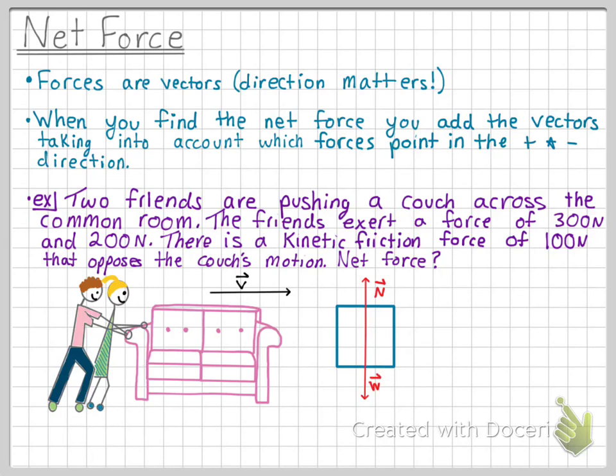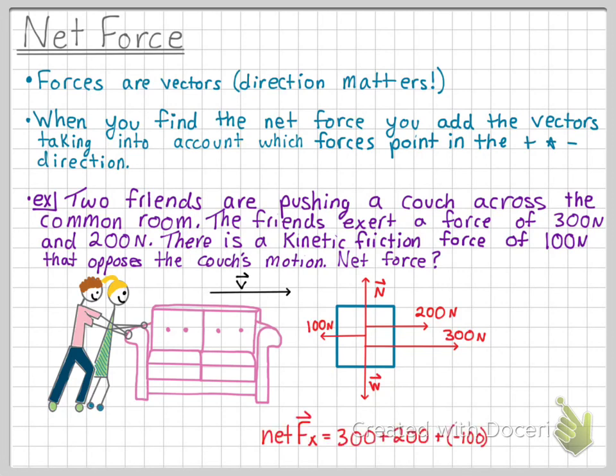And if we assume the couch is moving to the right, there's a 200 and 300 newton force. And we also know that kinetic friction opposes this motion, so we have a 100 newton force pointing to the left. Now we want to find the net force acting in the x direction.